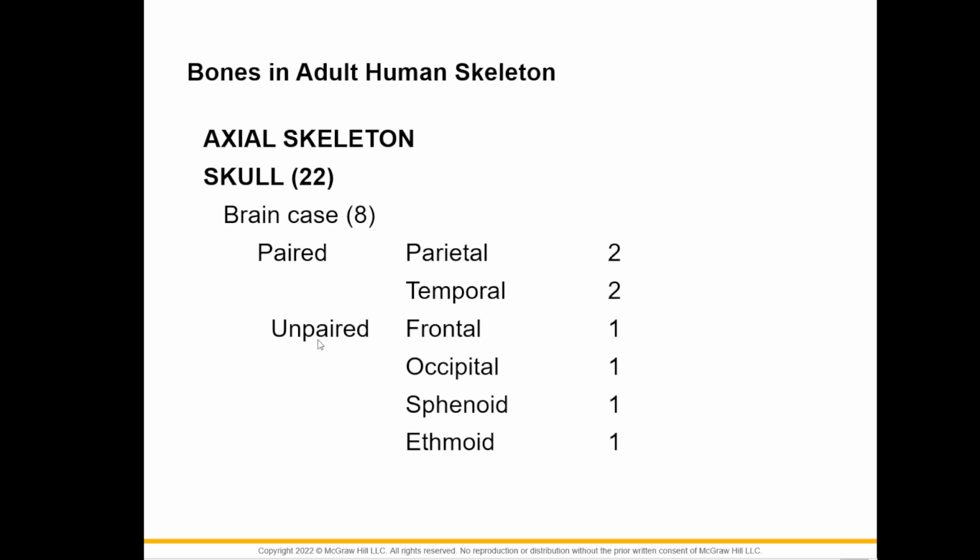And we also have unpaired or singular bones, such as the frontal bone in front, the occipital bone at the back, and then internally you will find the sphenoid and ethmoid bone. So 2, 4, 5, 6, 7, 8. These are all the bones of the cranium or the brain case.